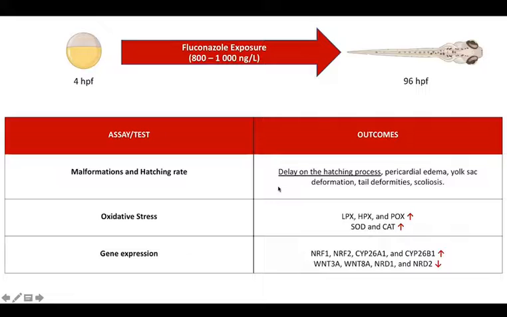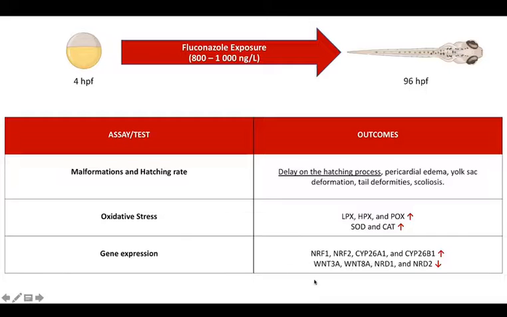According to our results, all concentrations of fluconazole induce pericardial edema, yolk deformation, tail deformities, scoliosis, and delay in the hatching process. Here, it is noteworthy to mention that the delay in the hatching process was concentration-dependent. Therefore, we found that less than 20% of the embryos exposed at the highest concentration of this drug had hatched at 72 hours post-fertilization, and only 78% of them managed to hatch at 96 hours post-fertilization.